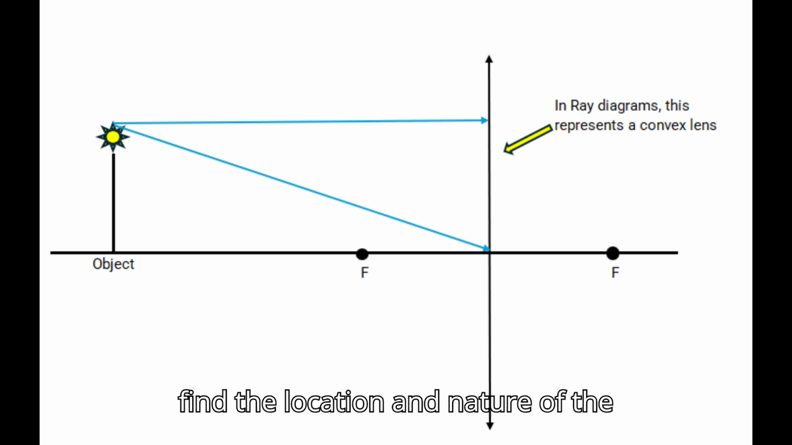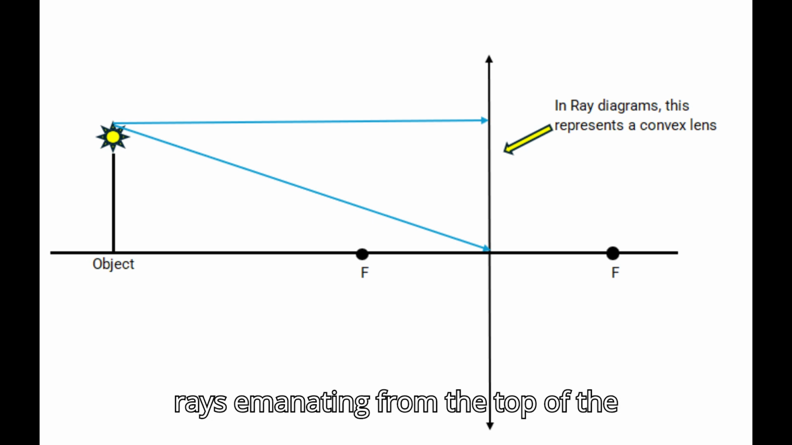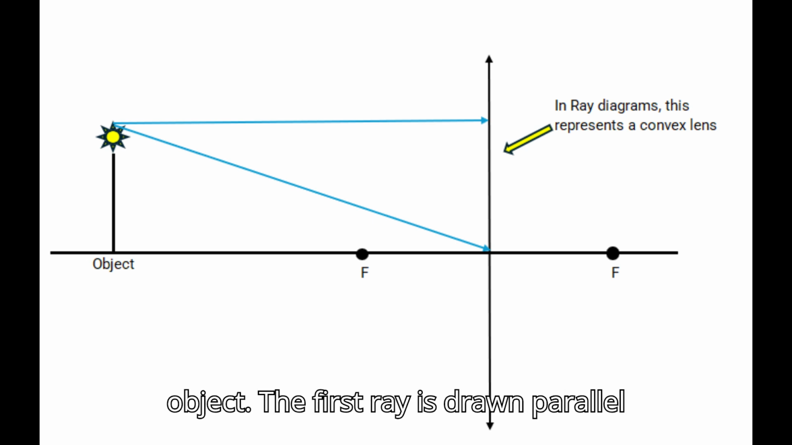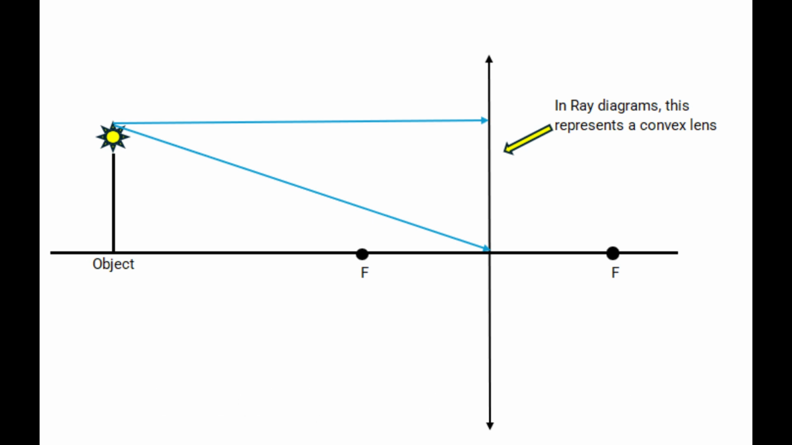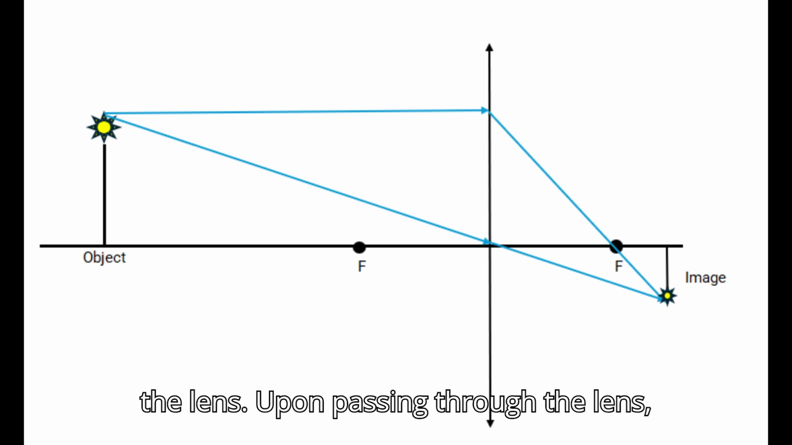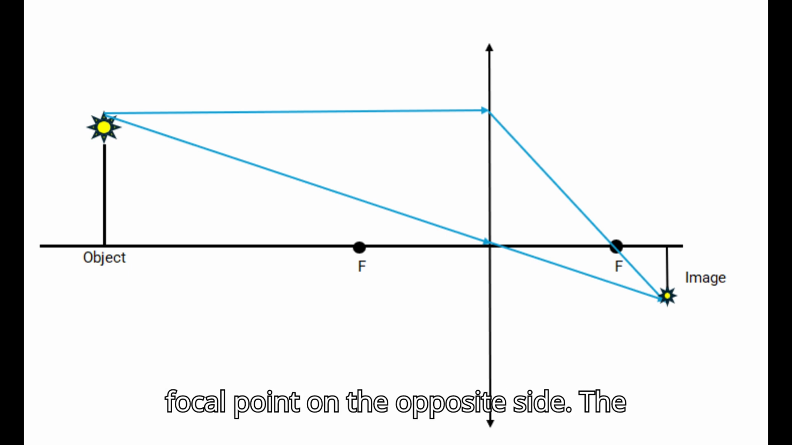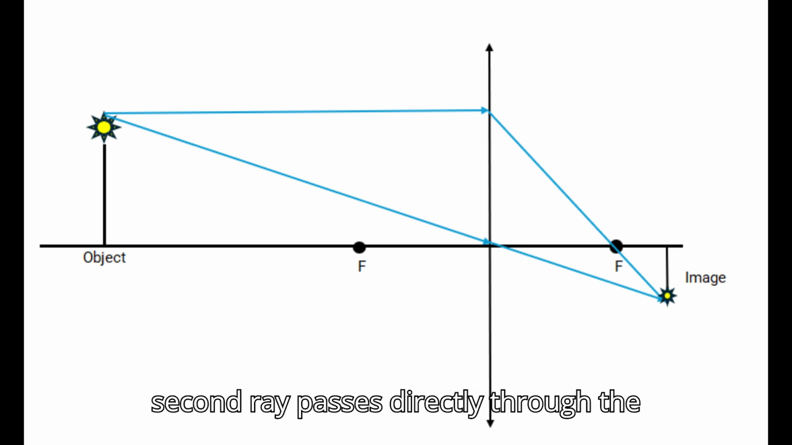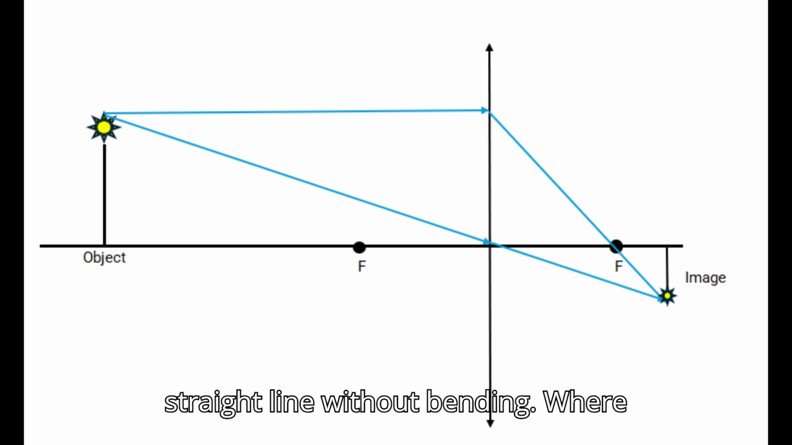To find the location and nature of the image, you trace at least two principal rays emanating from the top of the object. The first ray is drawn parallel to the principal axis, traveling toward the lens. Upon passing through the lens, this ray refracts and passes through the focal point on the opposite side. The second ray passes directly through the center of the lens, continuing in a straight line without bending.